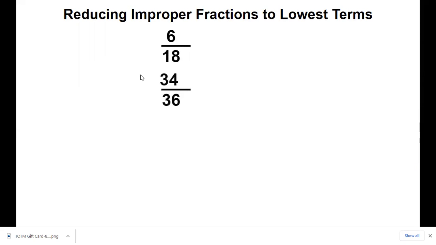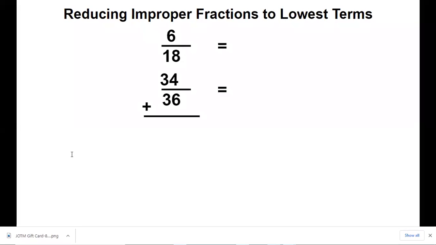6/18 plus 34/36. Okay, first thing we need to do is get the bottom numbers to be the same. So we're going to find our least common multiple. So 18, comma, I believe 36 would be next, because 18 times 2 is 36. And then 18 times 3, 54. And then let's do the same with the 36.